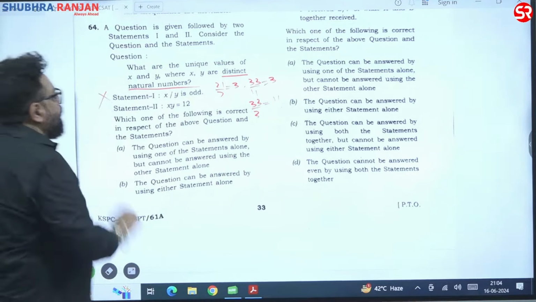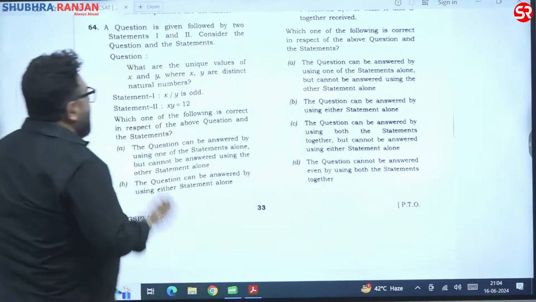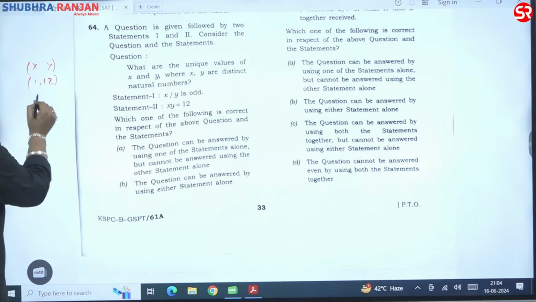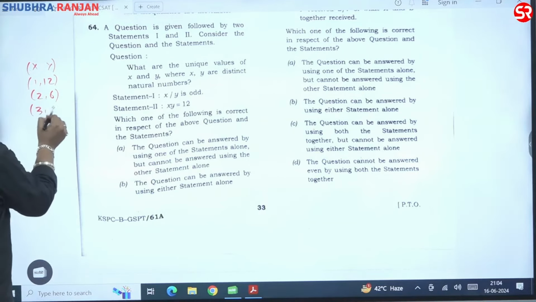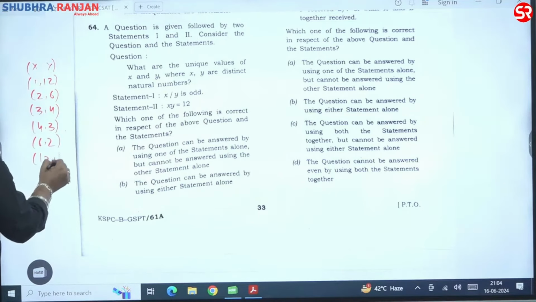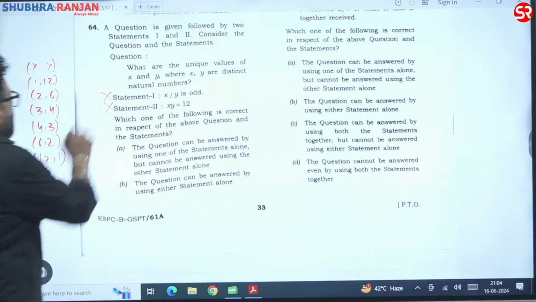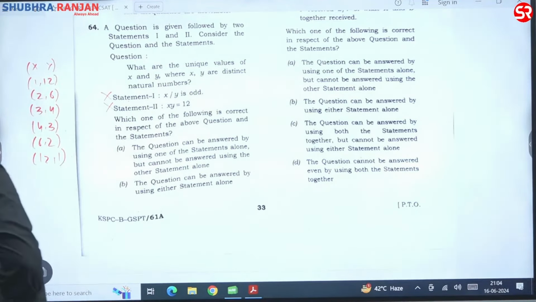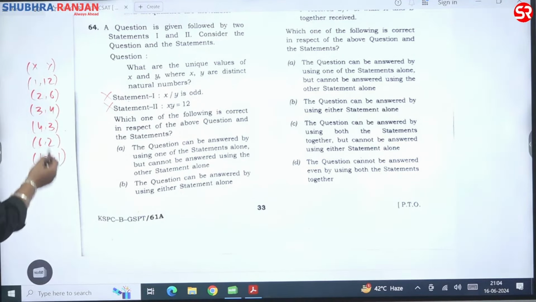So the first statement is not giving you an answer. The second says x into y is 12. The values of x and y, if we write them, are 1, 12; 2, 6; 3, 4; 4, 3; 6, 2; 12, 1. So again it gives a lot of answers. Statement 1 alone is not sufficient, and statement 2 alone is not sufficient. Then if we combine them together, x upon y is odd.